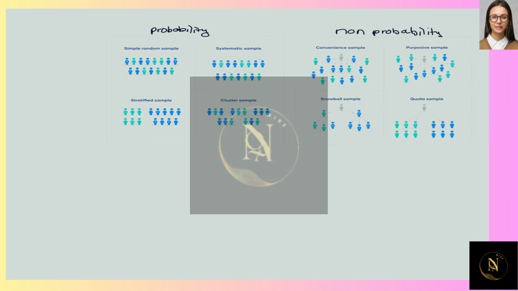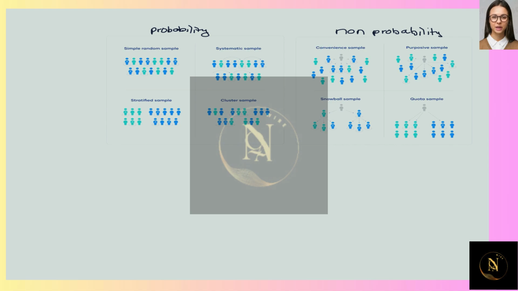For systematic sampling, in this technique, a fixed interval is used to select samples from the population, for example, every fifth member. Stratified sample, in this technique, the population is divided into subgroups. So here are my two subgroups based on certain characteristics, and then the samples are selected from each subgroup.